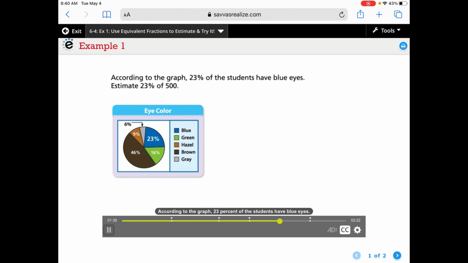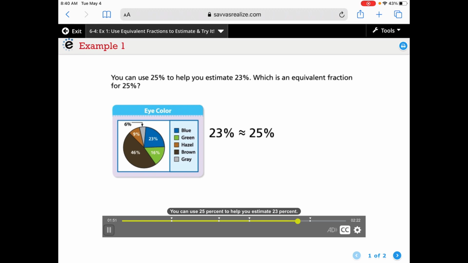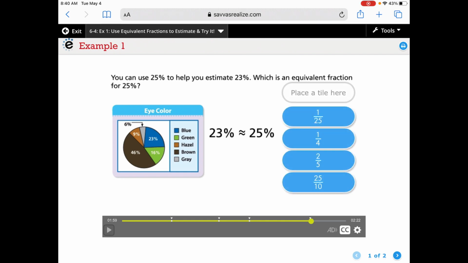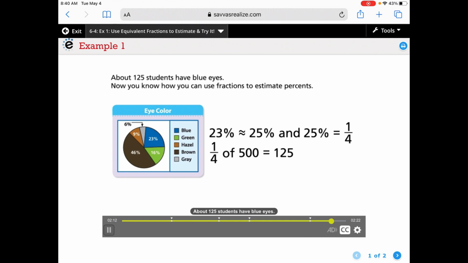According to the graph, 23% of the students have blue eyes. Estimate 23% of 500. So that's going to be 125, as we said. You can use 25% to help you estimate 23%. 25% is equivalent to 1/4. So 23% of 500 is about 1/4 of 500. About 125 students have blue eyes. Now you know how you can use fractions to estimate.